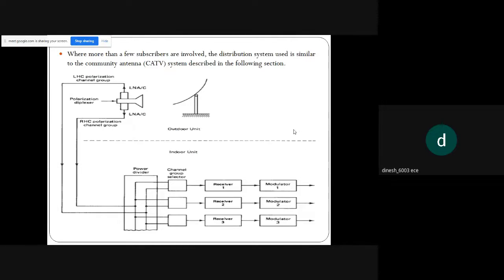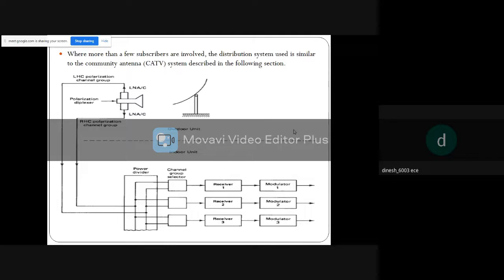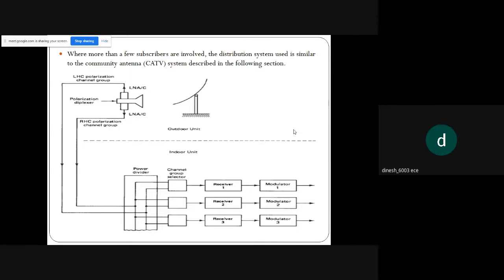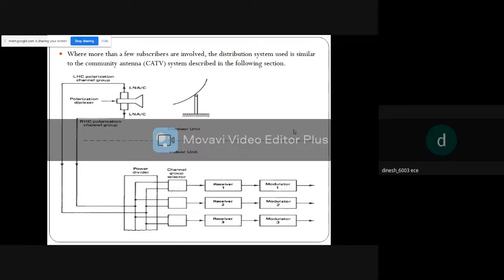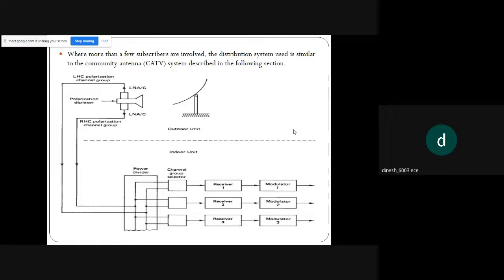This is the diagrammatic representation of the outdoor unit in MATV, master antenna television system. So we have the outdoor unit. That outdoor unit having the reflector antenna receives the signals as in TVRO, then it focuses towards the LNA or LNB block, low noise amplifier converter block, then they are given to the power divider in the indoor unit. We have a polarization diplexer which divides them into two, having an LHC polarization channel group and an RHC polarization channel group. So this is your outdoor unit in MATV.